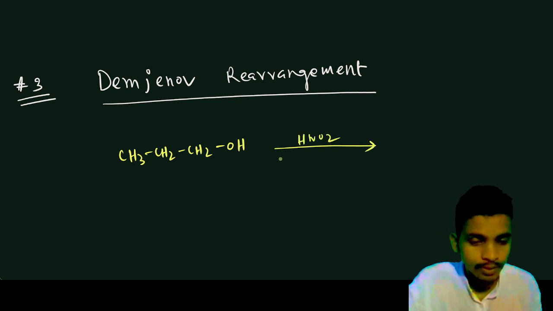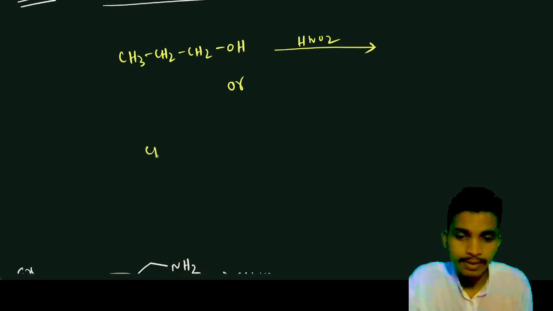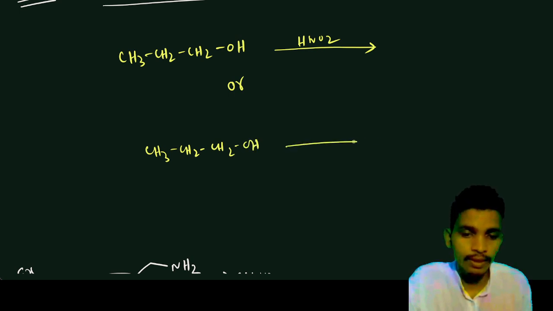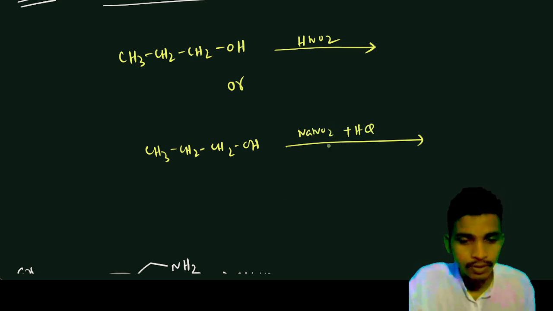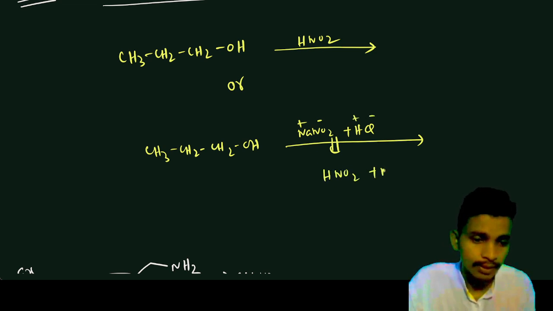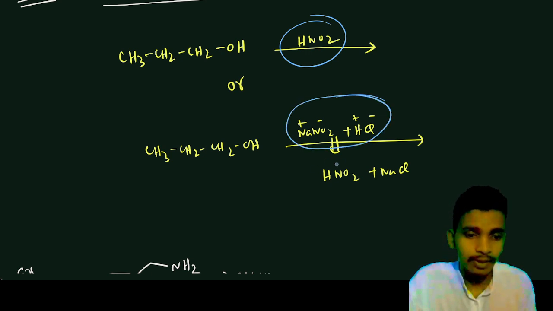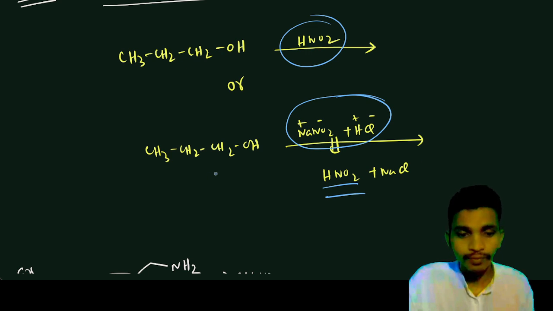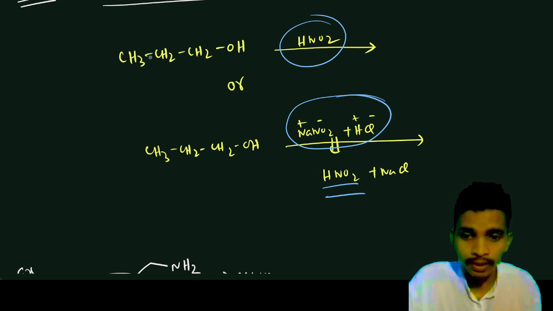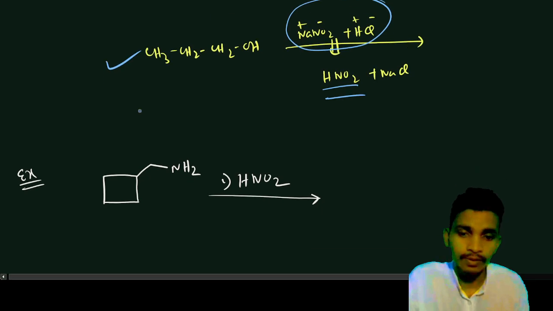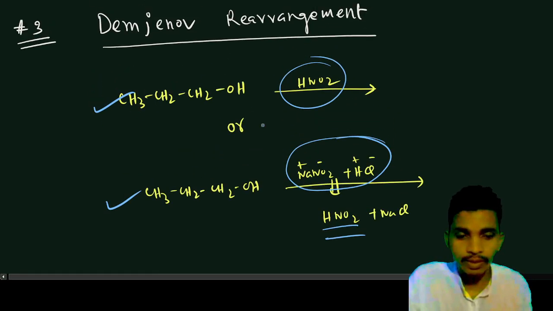Actually, sometimes this is given, or sometimes what will be given is CH3, CH2 and CH2, and OH is there. Now they will give NaNO2 plus HCl. There also, how will we do that? This Na plus and NO2 minus, and H plus and Cl minus. This is going to form HNO2 plus NaCl. So it may give this one directly, or it may give it like this. Then also we can form HNO2. So whichever way it is given, you can solve these types of questions.